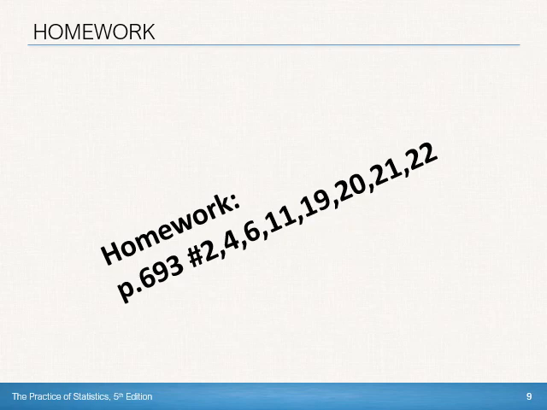Okay, and this is the homework. Make sure that you're looking out for any 4-step problems.